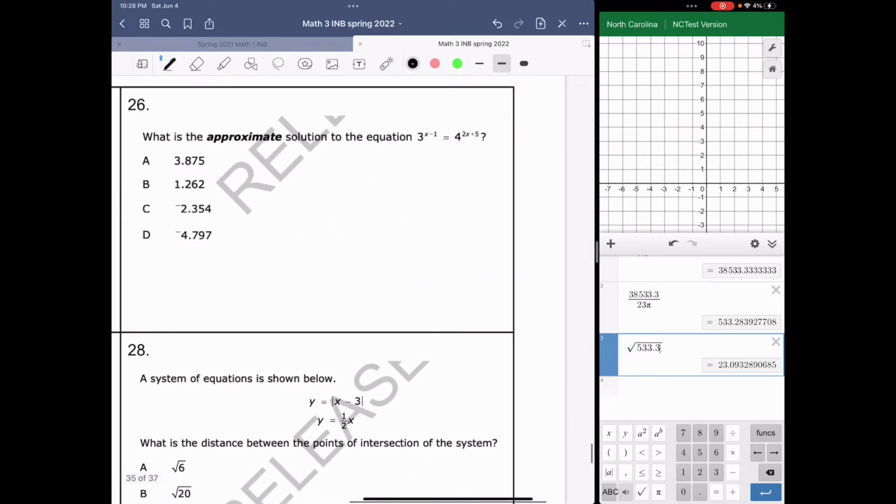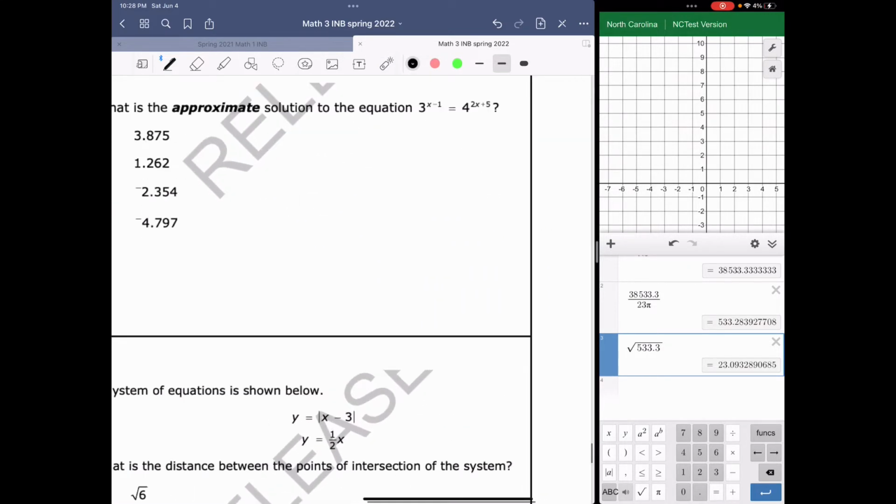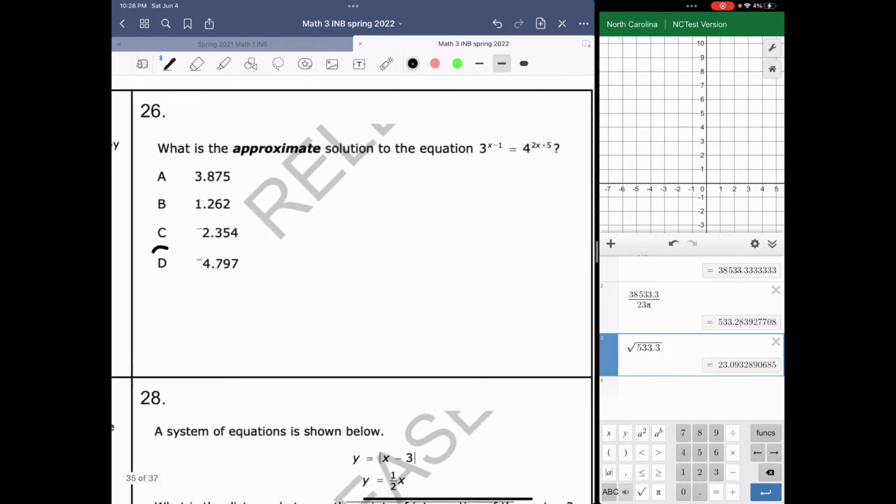All right, so number 26, you should have already gotten this answer as well based off of what I asked you to do in class. The answer was D. So remember, you take the left side, you do y equals that. You do the right side, do y equals that, and you find the intersection. And you can do that with any equation. If it's an equation and it has an equal sign, you can do that with any problem.